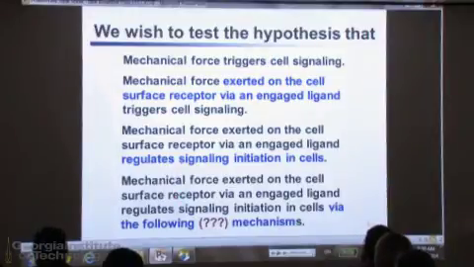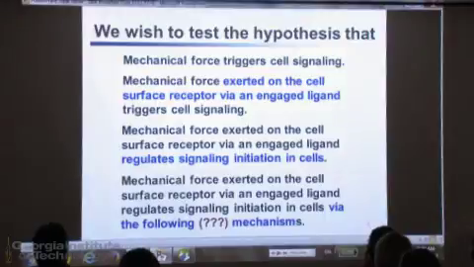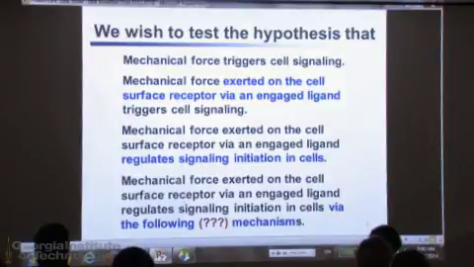So I put down here: mechanical force exerted on the cell surface receptor via engaged ligand regulates signaling initiation in the cell via mechanism.